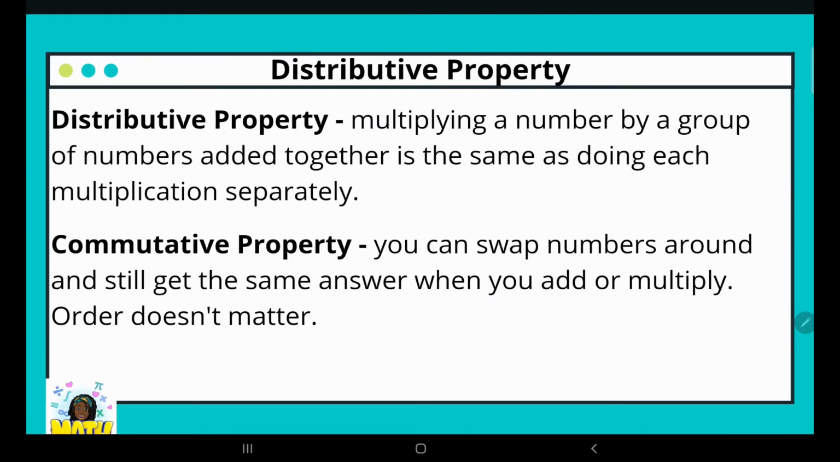Our vocabulary terms: distributive property. Multiplying a number by a group of numbers added together is the same as doing each multiplication separately. Commutative property. You can swap numbers around and still get the same answer when you add or multiply. Order doesn't matter. So if I'm adding 2 plus 5, it's the same as adding 5 plus 2. Or if I'm saying 2 times 3, it's the same thing as saying 3 times 2.